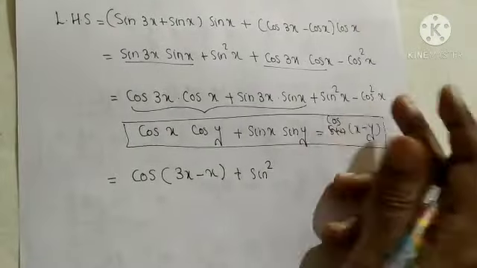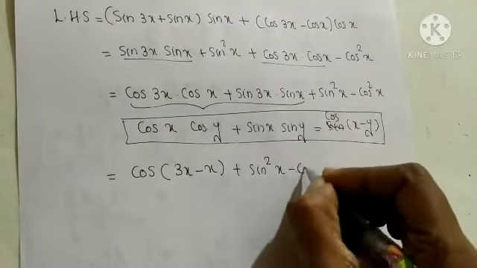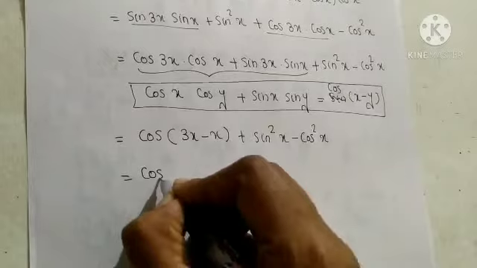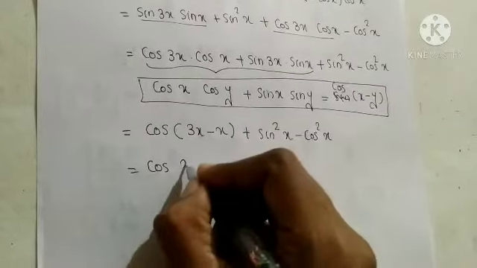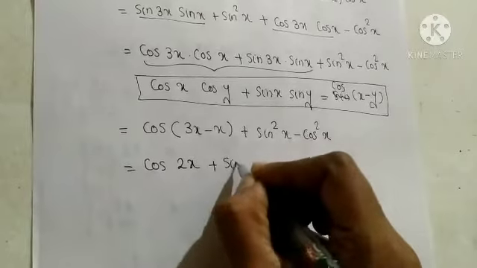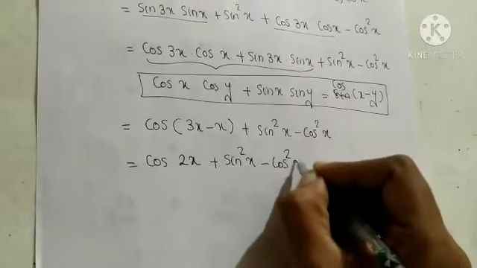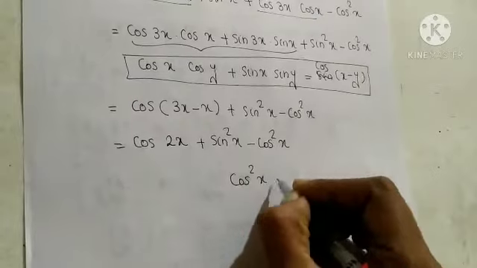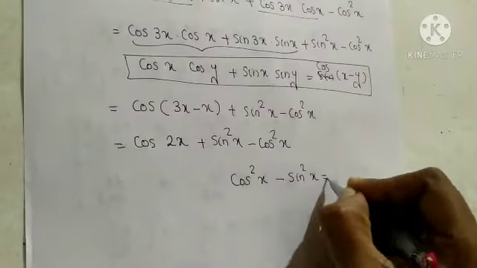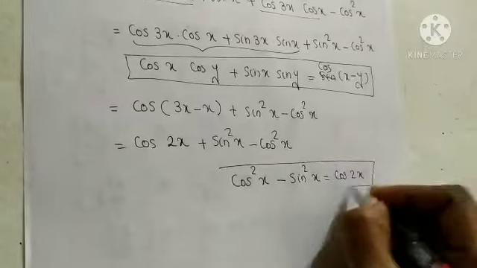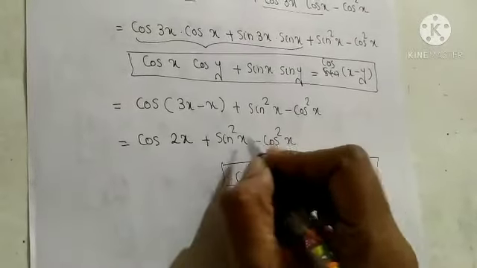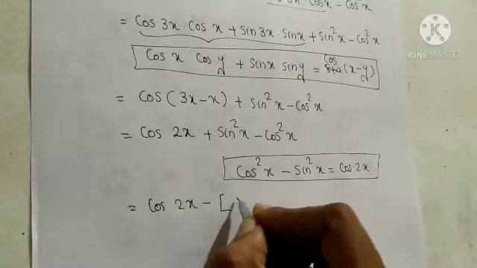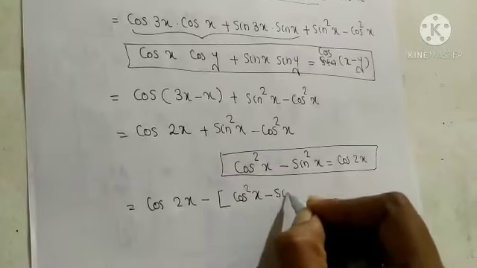And the next two terms remain the same. This will equal cos(3x − x), which becomes cos 2x, plus sin² x minus cos² x. And we know one of the formulas of cos 2x: cos² x minus sin² x equals cos 2x. So by using this formula, taking a negative from these two terms, it will become cos 2x minus (cos² x minus sin² x).